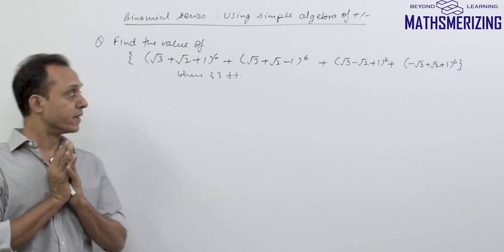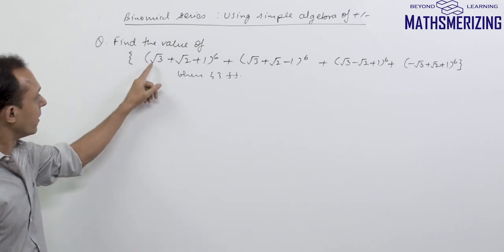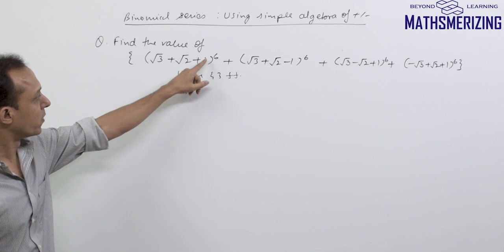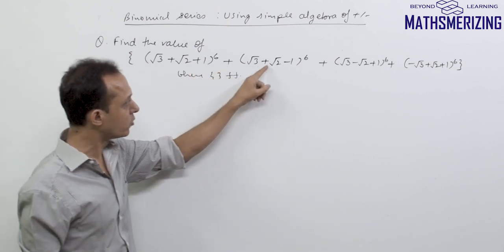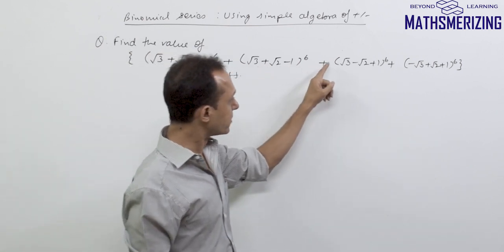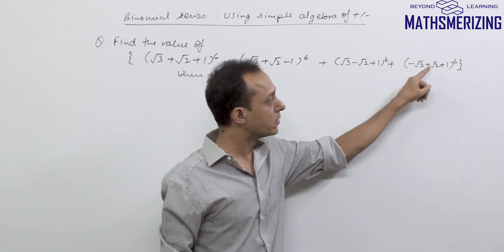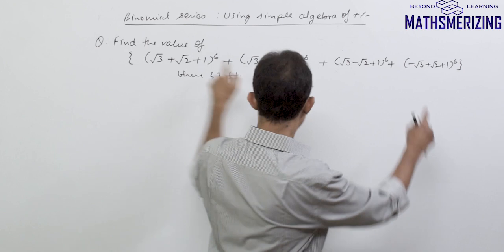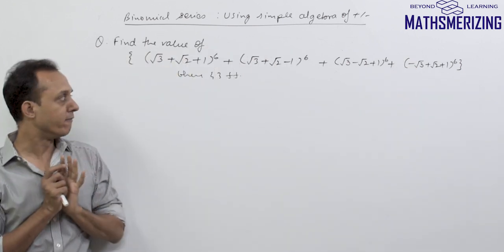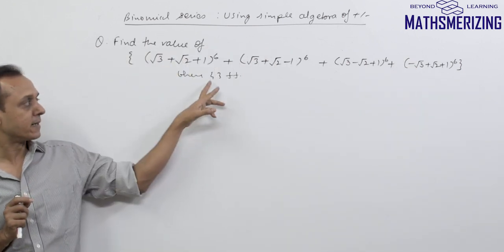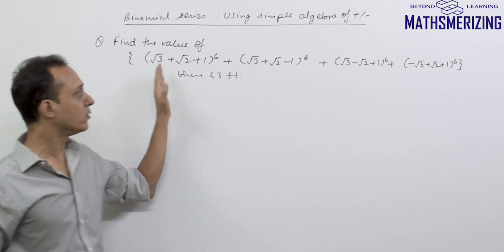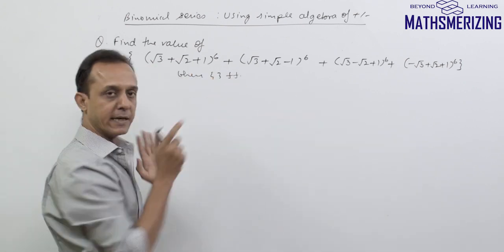So let us take up a question, and the question is: find the value of (root 3 plus root 2 plus 1) to the power 6 plus (root 3 plus root 2 minus 1) to the power 6 plus (root 3 minus root 2 plus 1) to the power 6 plus (minus root 3 plus root 2 plus 1) to the power 6, and the fractional part of this entire value or number. Here the brackets represent the fractional part function. Now we need to find the fractional part of this given number.